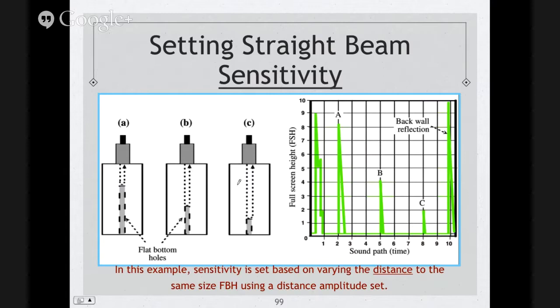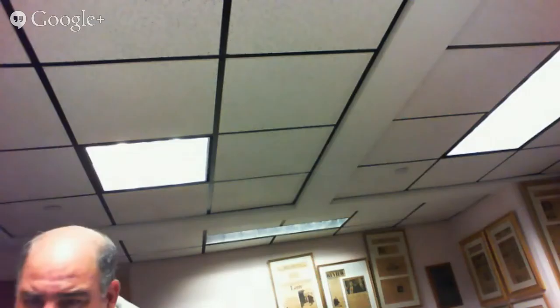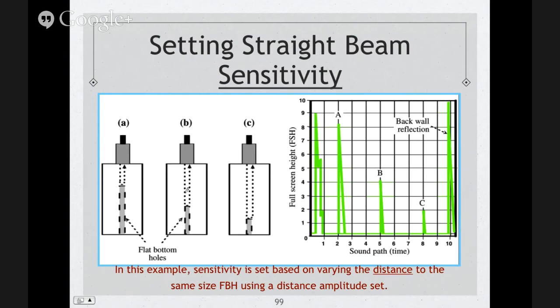Now, this one. What are these blocks? Are they area amplitude or distance amplitude? Distance, right? Why? Because what's changing is the distance from the top surface to the hole. Now, are all these flat bottom holes the same size? Yes, they are. Now, if you were to put one on top of the other, look, block A would give you this indication. Block B would give you this indication, and block C would give you this indication.